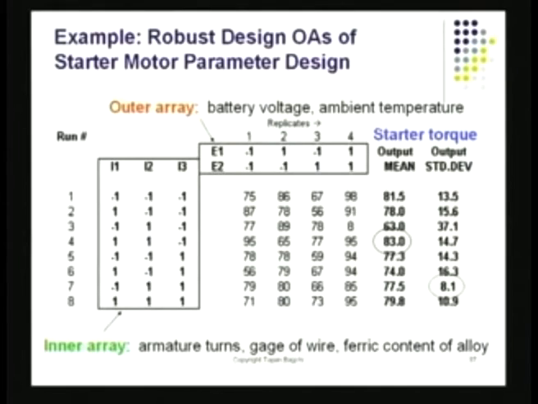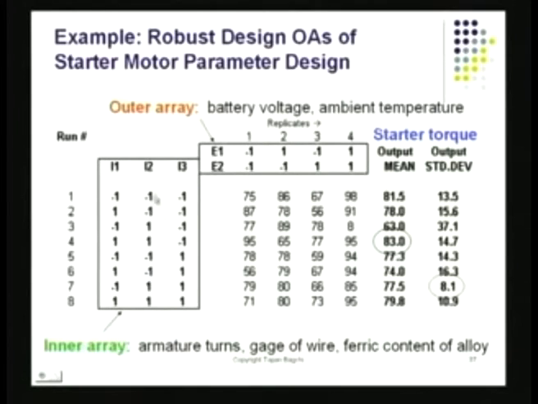They wanted to reach a good starter motor design. As far as the environment was concerned, battery voltage would be one, which could be at two levels, low and high, and ambient temperature also would be low and high. Then they built one prototype which was at low level of I1. I1 is one of the design variables, armature.